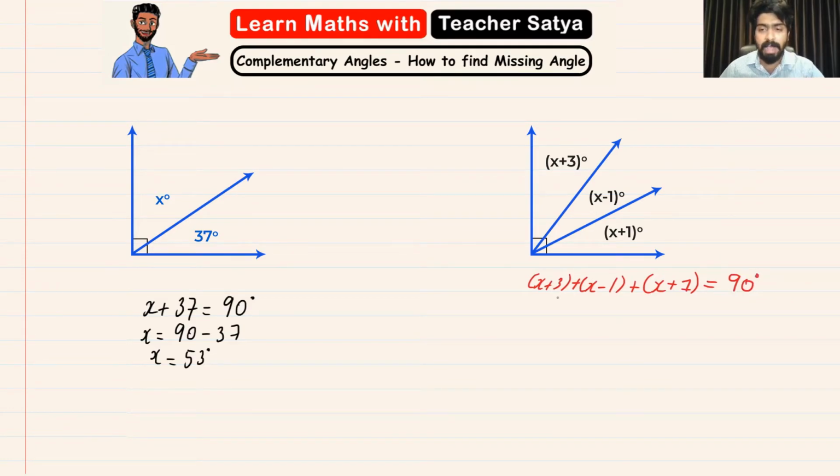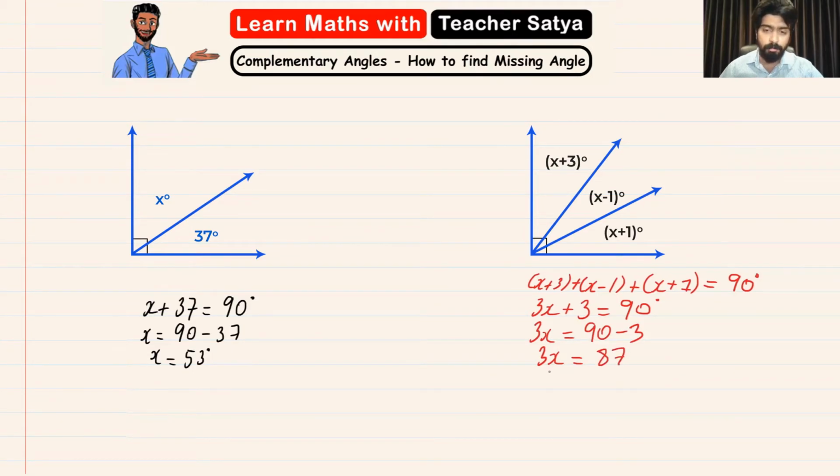Now let's add up the like terms here. x plus x plus x will give us 3x, and 3 minus 1 plus 1 would give us plus 3, and this is all equal to 90 degrees. Now I'm going to transpose this 3 to the other side. So we would have 3x is equal to 90 minus 3, and 90 minus 3 is equal to 87.